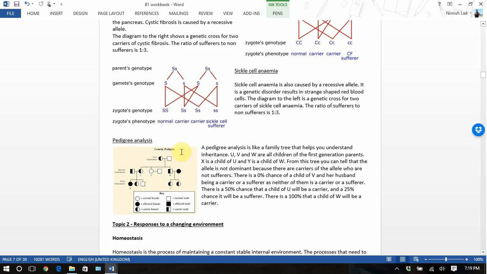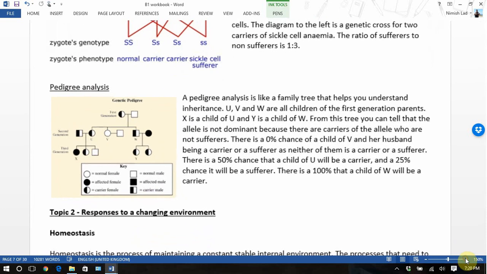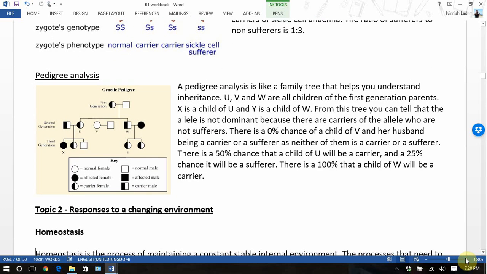And the last little section is pedigree analysis. So these diagrams are always quite tricky, you need to take your time. Pedigree analysis is like a family tree. Let me zoom in on this picture again. There we go. It helps you understand inheritance. So in this situation over here, U, V, and W are all children in the second generation. X is a child of U and Y is a child of W.